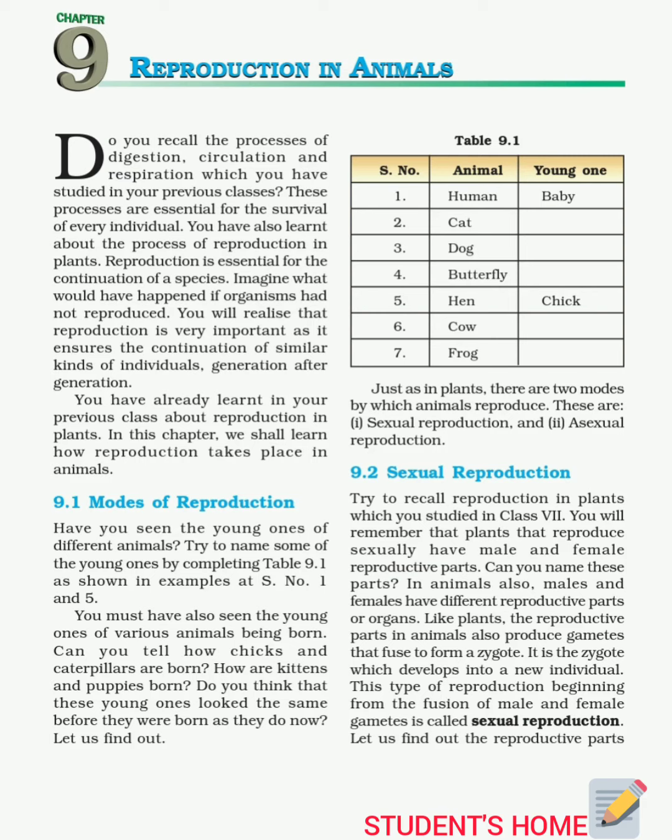You have also learned about the process of reproduction in plants. Reproduction is essential for the continuation of a species. Imagine what would have happened if organisms had not reproduced. You will realize that reproduction is very important as it ensures the continuation of similar kind of individuals generations after generations. You have learned in your previous class about reproduction in plants. In this chapter, we shall learn how reproduction takes place in animals.